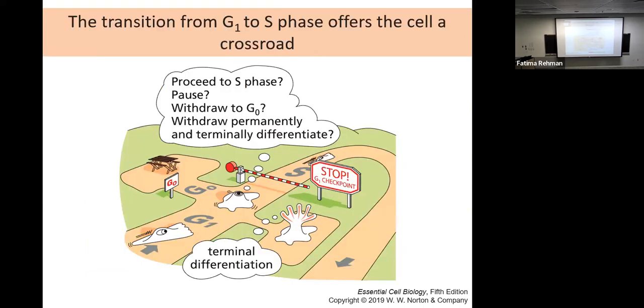Okay, so here is an example. Basically, you have your different phases and different checkpoints. And at each one of the checkpoints, the checkpoint proteins are going to examine the cell, make sure it is still amenable to continue the cell cycle and proceed with S phase, or maybe not at this time, but maybe later. So it's just going to pause there. Or if the situation is no longer amenable at all, it will exit back into G0.